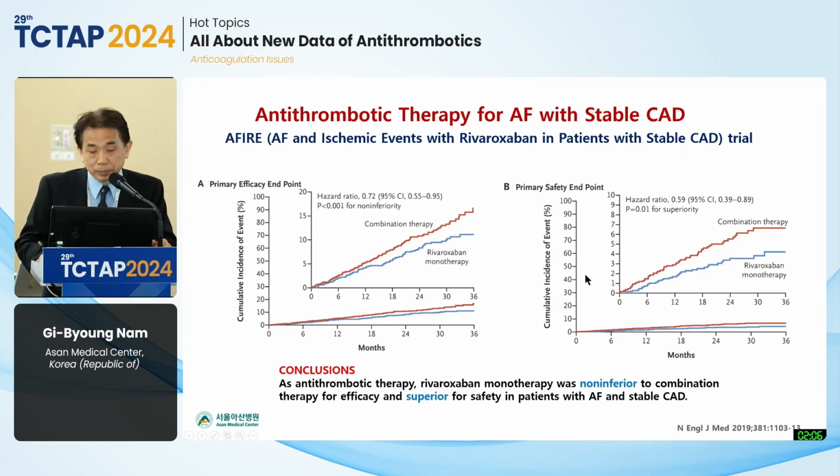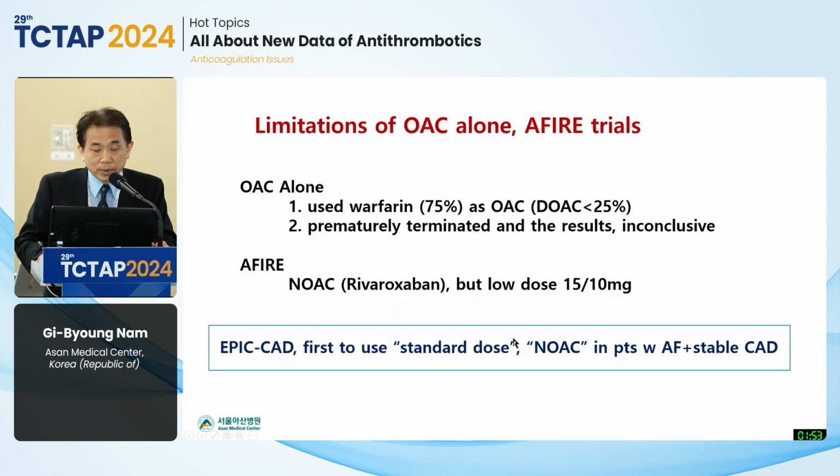At the same time, the same single therapy reduced bleeding complications by about 40%, a significant reduction. So after these two trials, the current guideline for stable coronary artery disease is monotherapy with oral anticoagulation. However, these trials have important limitations.